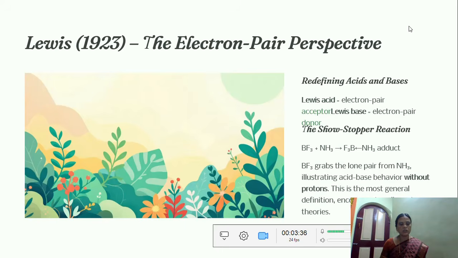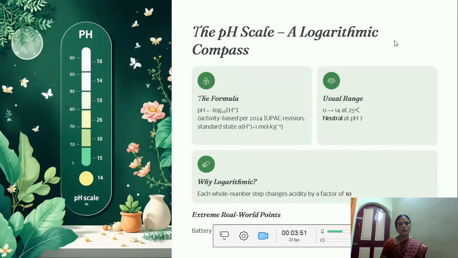This concept can be explained without the help of protons, and it is applicable to many substances, and many substances can be distinguished as acids and bases based on this theory. So these are the three basic concepts that outline the idea of acids and bases in a simple way, and we are going to see a few topics that relate to the acid base concept.